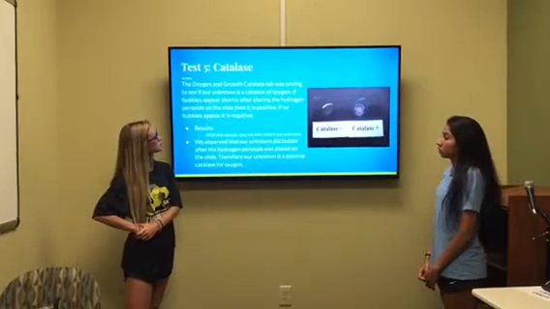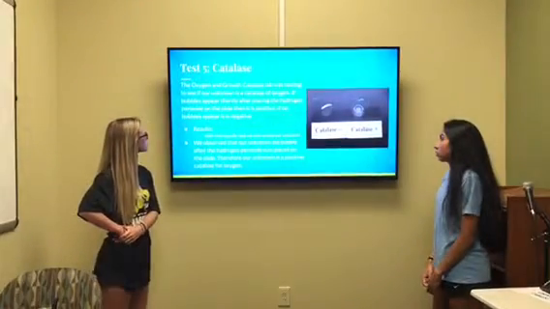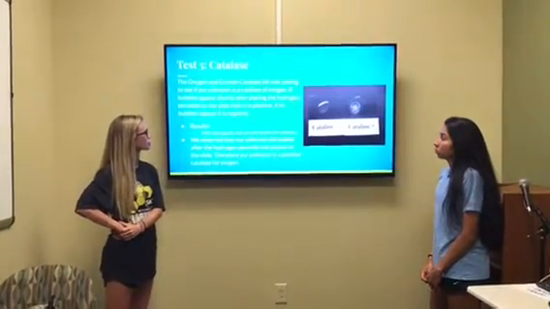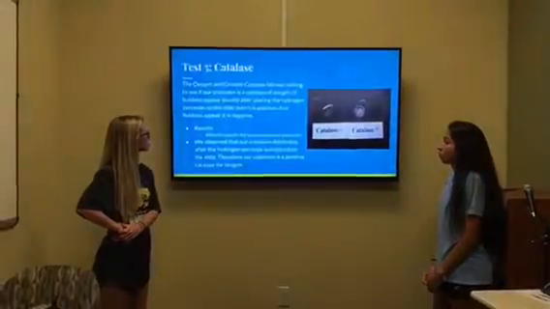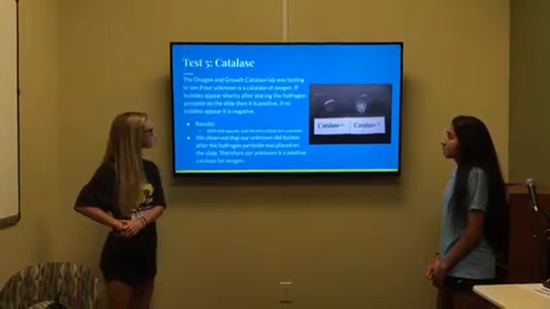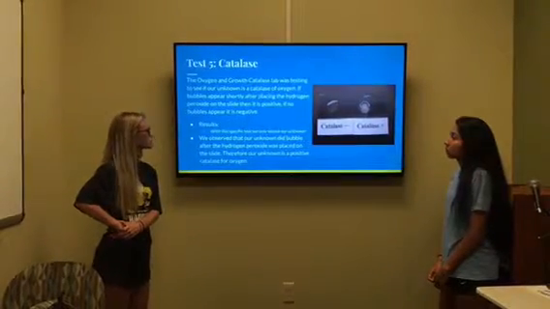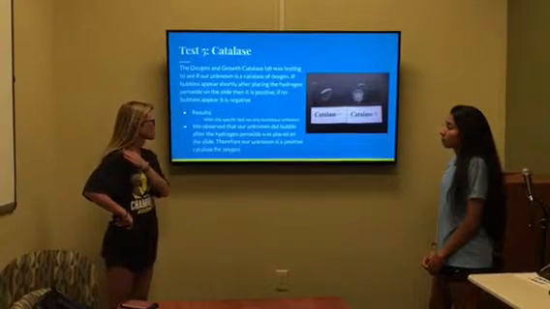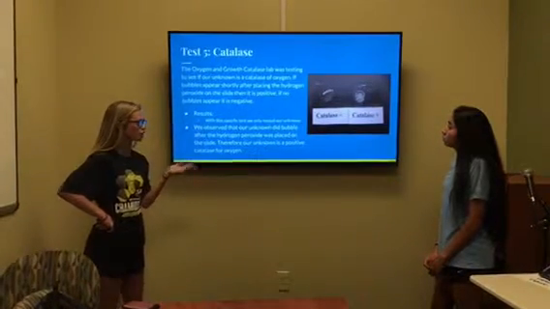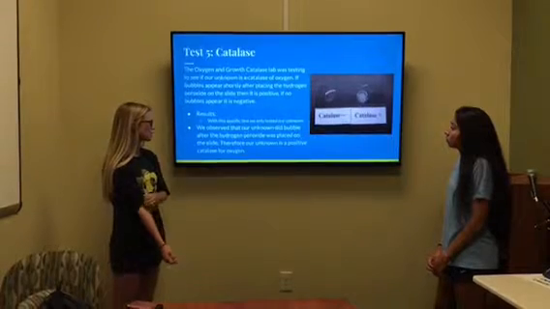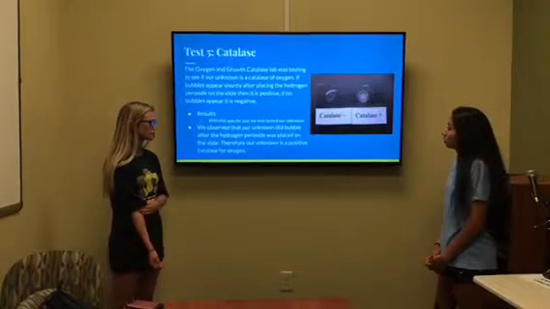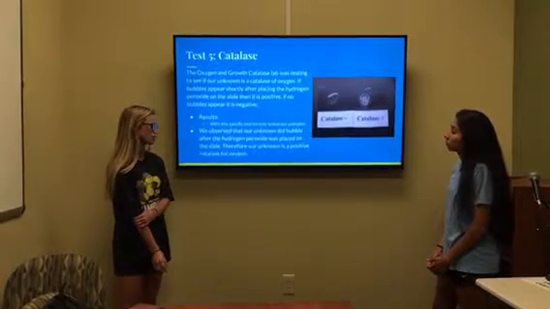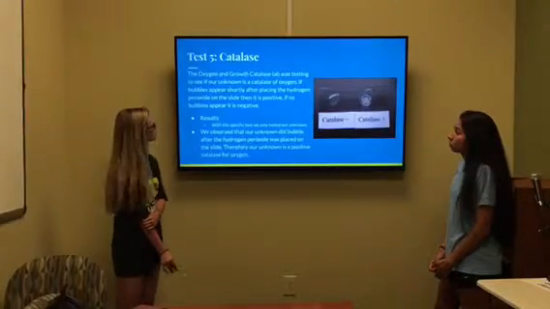The next test is a catalase test, and this is the Oxygen and Growth Catalase Lab, testing to see if our unknown is a catalase positive organism. If bubbles appear shortly after placing the hydrogen peroxide on the slide, then it is positive. If no bubbles appeared, then it would be negative. We tested our unknown on this test, and we observed that our unknown did bubble after the hydrogen peroxide was placed on the slide. Therefore, our unknown is positive for catalase.